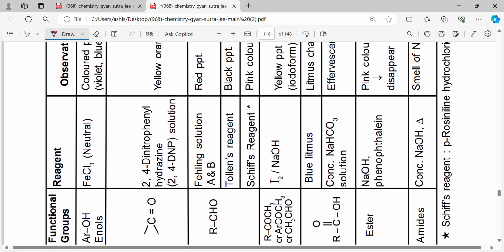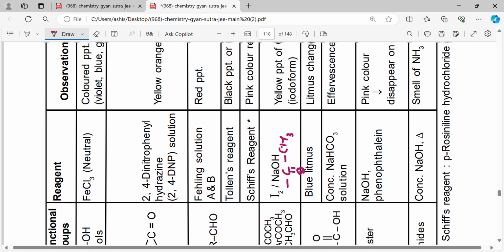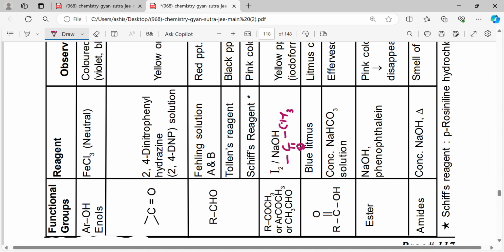Then any carbonyl compound like aldehyde or ketone which has a ketomethyl group, means there is C double bond O with CH3. So the carbonyl group is present right next to the methyl group. That type of aldehyde or ketone, when reacted with I2 and NaOH, that is called the haloform reaction or iodoform reaction, will give a yellow precipitate.